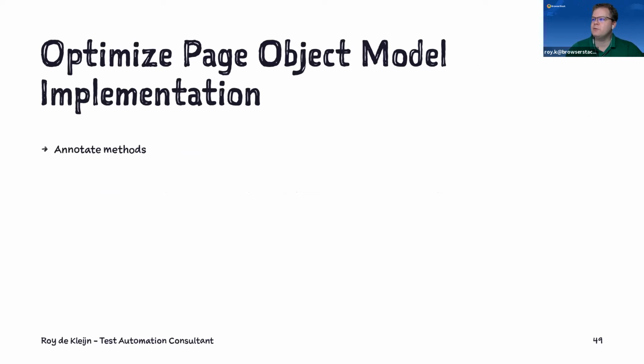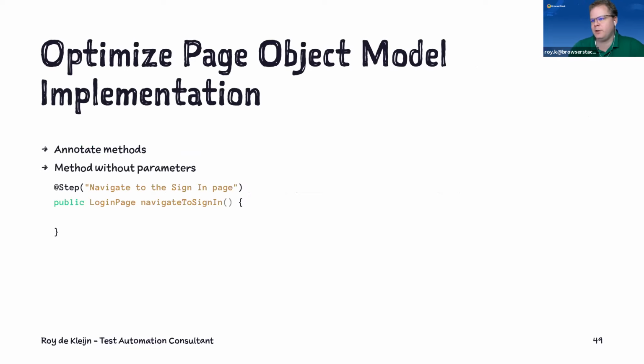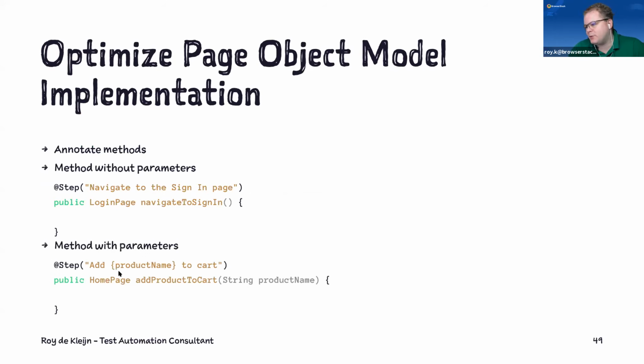And if you implement the page object model, for example, we can try to improve that a little bit to add those step annotations. And this is a normal, simple method. It will navigate to sign in page. And that's also what the text says. And this one is a little bit more, not complex, but it can retrieve an argument, product name. So add product to cart with a product name. And the text is add product name, this is this value, to cart. So that's quite nice.